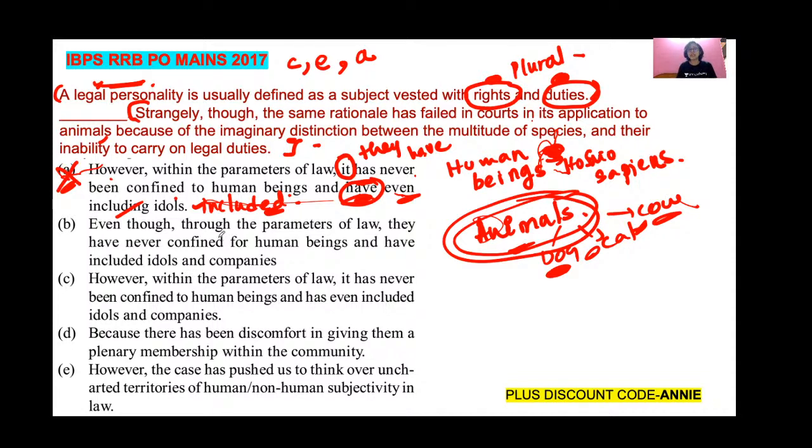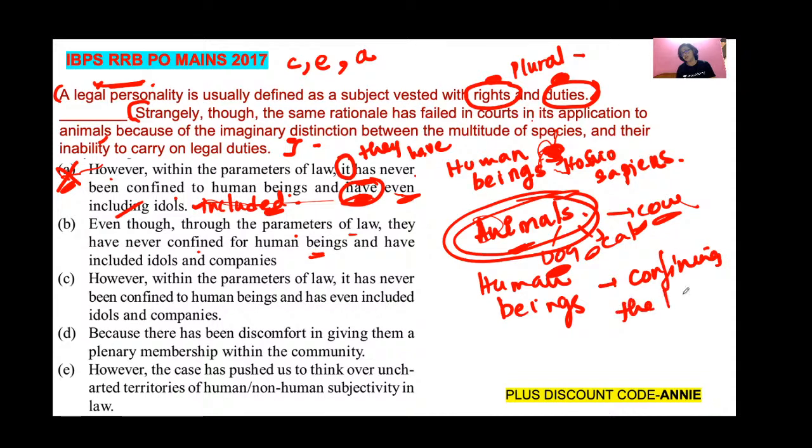Next, even though through the parameters of law they have never confined for human beings. So are the laws confining themselves for human beings? No, the laws are being confined. Okay, the laws are being limited. Who is limiting the laws? Human beings are confining the laws, right? The laws themselves are not confining. Okay, the law itself, if you talk about this particular law, it itself is not confining.